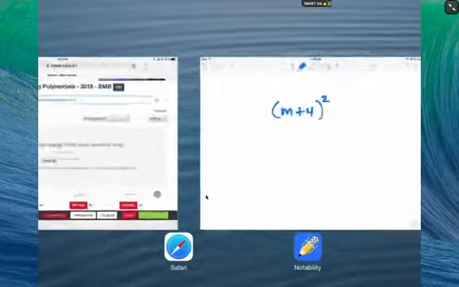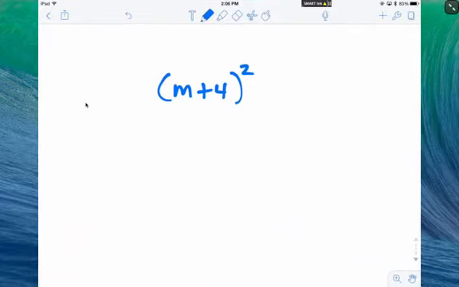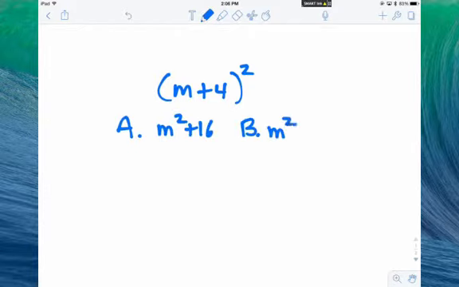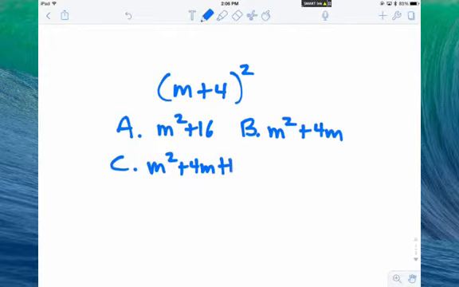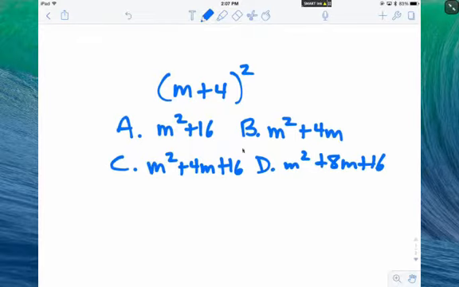So what I do is in Notability, I write the question and then I write 4 possible answers. So for instance, A will be m squared plus 16. B will be m squared plus 4m. C will be m squared plus 4m plus 16. And D will be m squared plus 8m plus 16. And so what we do here is write the 4 possible multiple choice answers within the question itself.